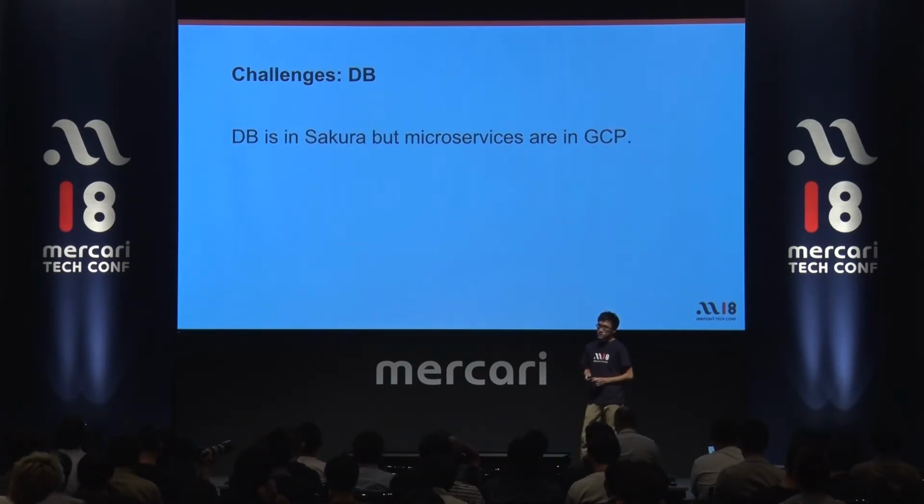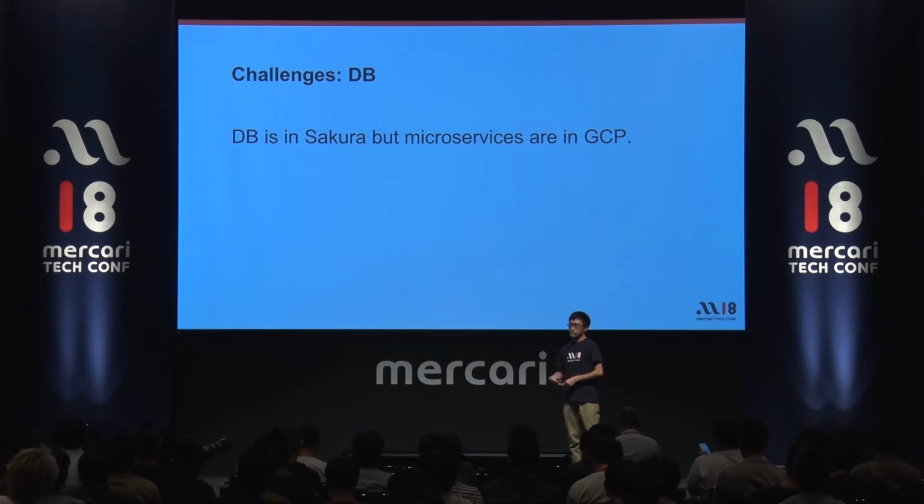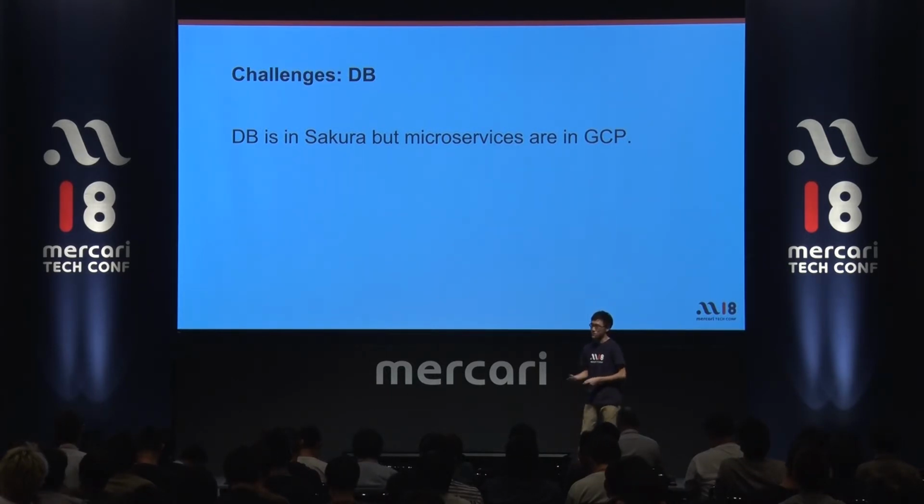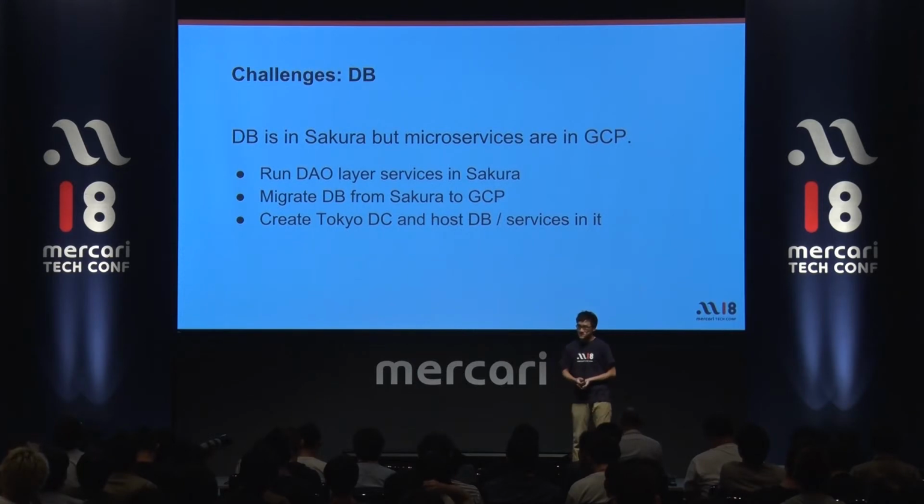And the next challenge is the database. So if you remember, our existing API is in a data center called Sakura, and so is our database. So most of the data is in a data center in Hokkaido, but we're trying to run microservices in GCP, and GCP Japan happens to be in Tokyo, and it's not very close to Hokkaido. So how do we solve this problem?